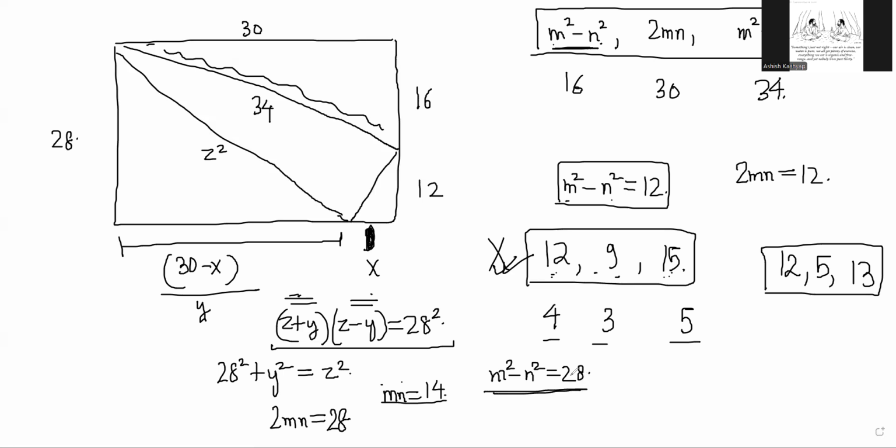Then the difference of two squares is 28. So we saw 169 and 196. The difference was 27. And after that, the difference was 29. Maybe something is wrong with my characterization. It doesn't work all the time.